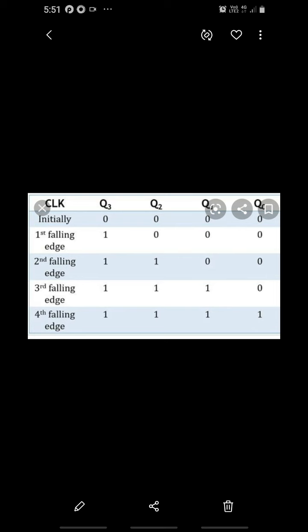During the third clock pulse, that is 0, 1, 1, 0. And during the fourth clock pulse, that is 1, 1, 0, 1.